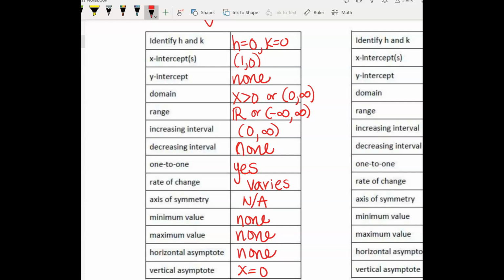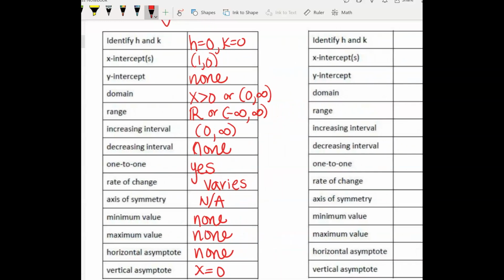So if you need to pause, take a minute to pause because we're going to keep moving through the video, but of course you can pause when you need.